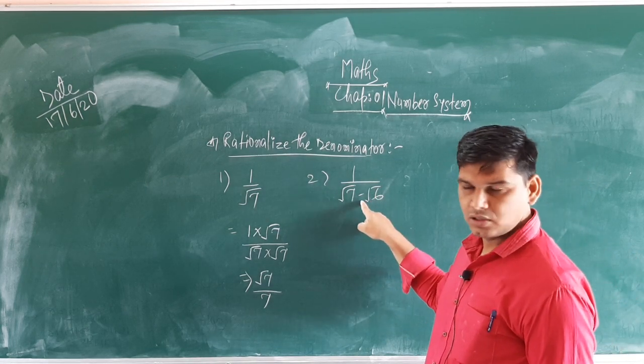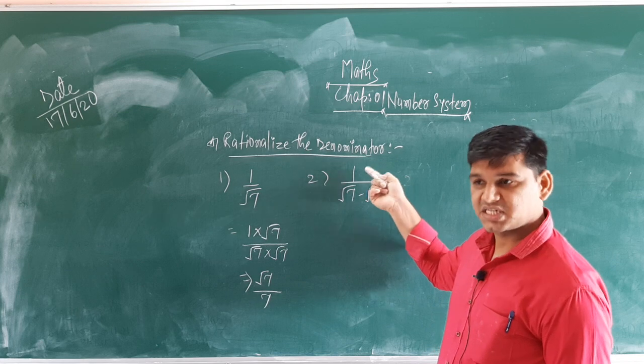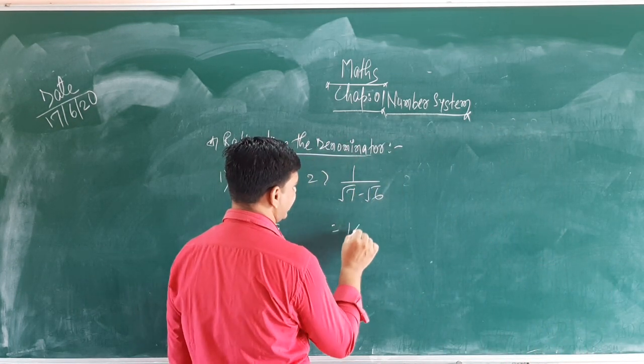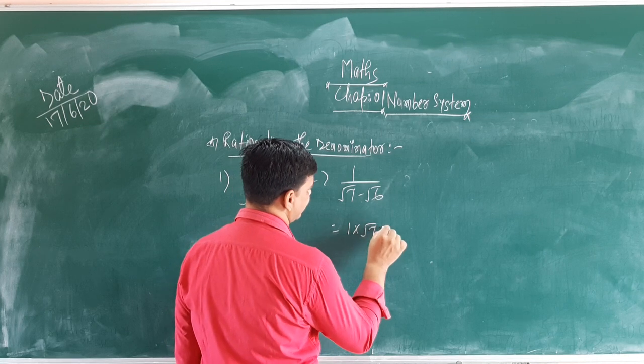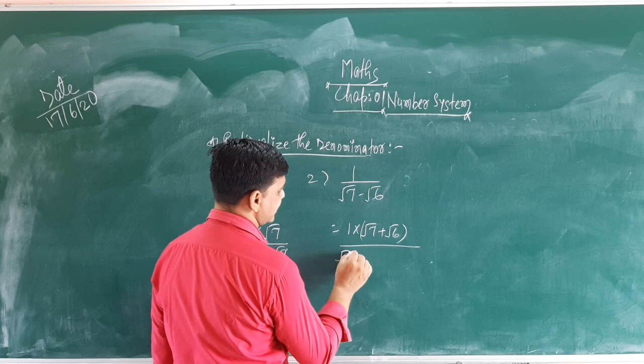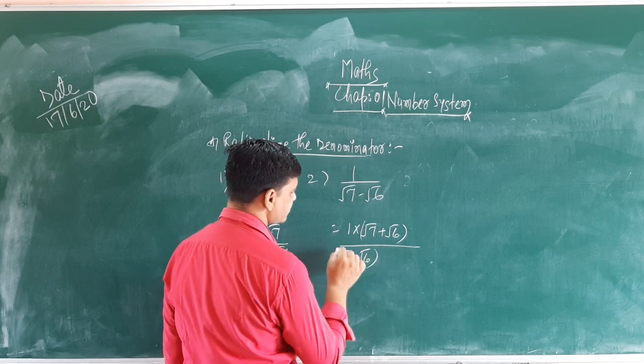Here is the negative sign, so we have to multiply with the positive sign to the numerator and denominator. Then the rationalization has been done. So 1 into root 7 plus root 6, the opposite sign we have to multiply it, root 7 minus root 6.